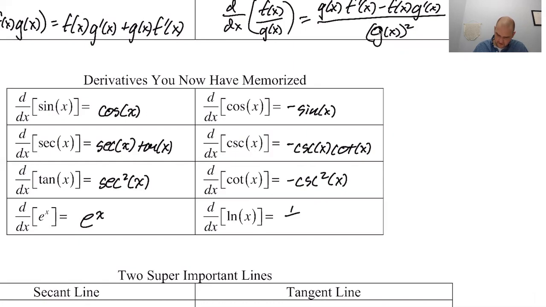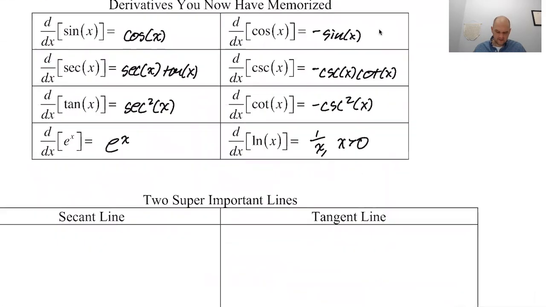And then this one is the trickiest because it's not just 1 over x. You gotta preserve the domain. So x is gonna still be greater than 0. And 1 over x doesn't know that, so you have to tell it. All right, so we got that.